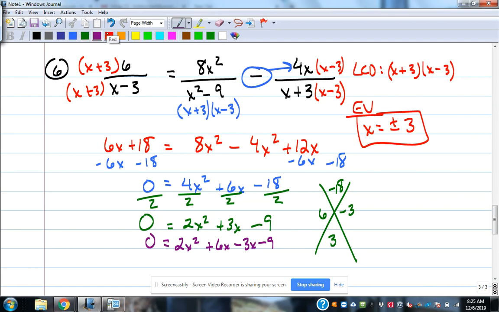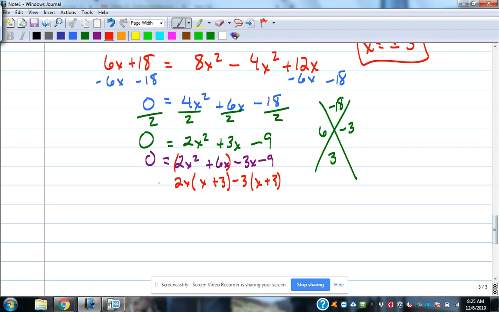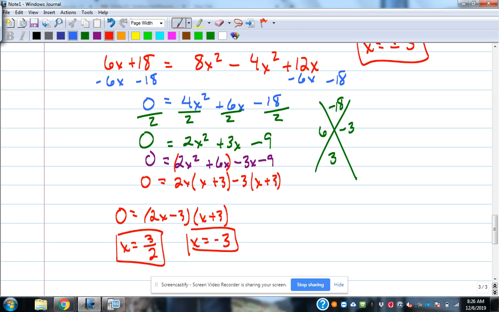And group those together. Plus 3, negative 3, x plus 3. And so you get two answers there. You get 2x minus 3 and x plus 3 as your factors. So x equals positive 3 over 2, and x equals negative 3. Yeah, that negative 3 is an excluded value, so it gets thrown away.